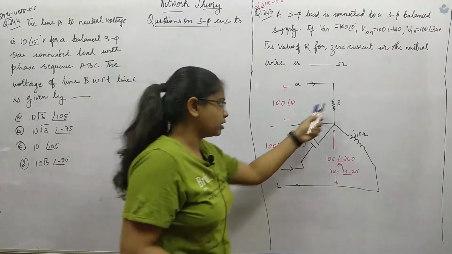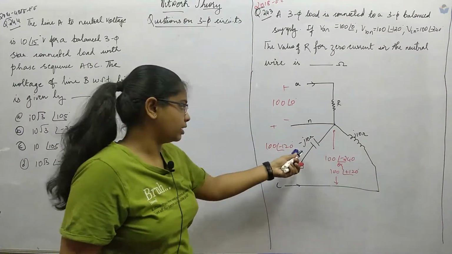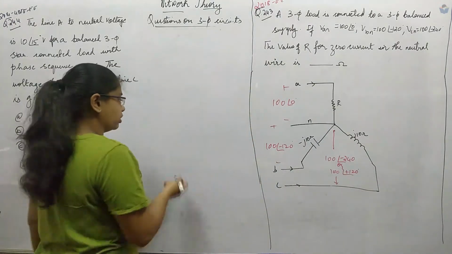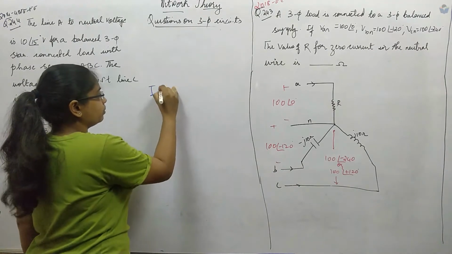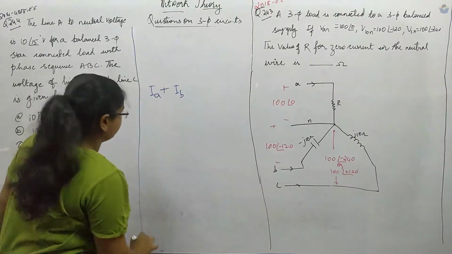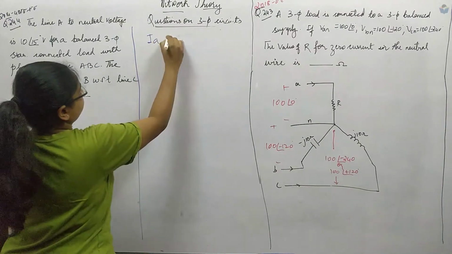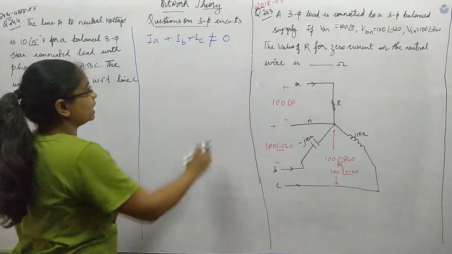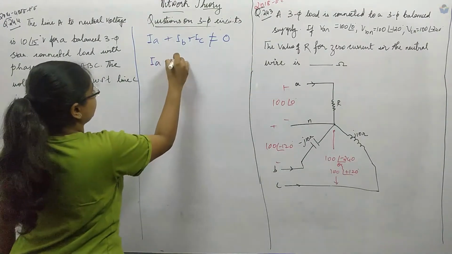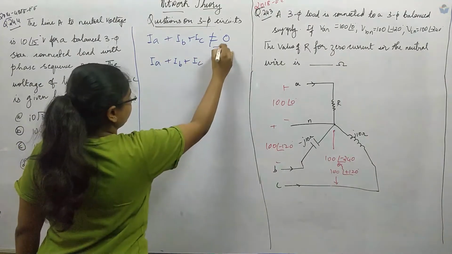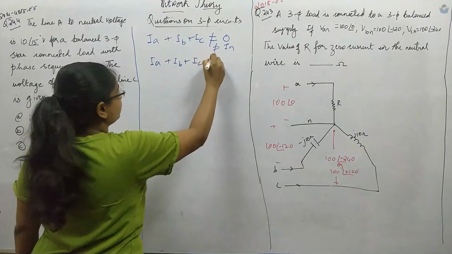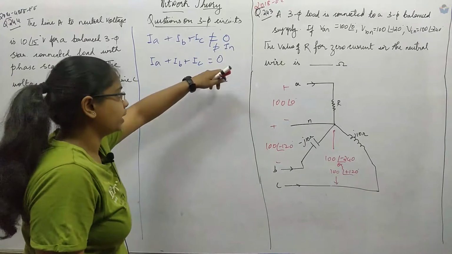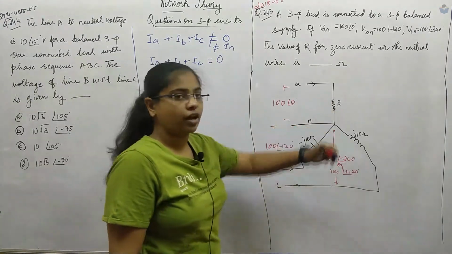Now this is an unbalanced load, right? We do not know the value of R and it is minus J10, it is plus J10. So it is an unbalanced condition. In unbalanced condition, the relation of current will be, IA plus IB plus IC will not be equal to 0. But here they have already mentioned that the neutral current is equal to 0. So when they have mentioned it as 0, we will take this current as 0 for the unbalanced load condition. Now we have to find the value of R.